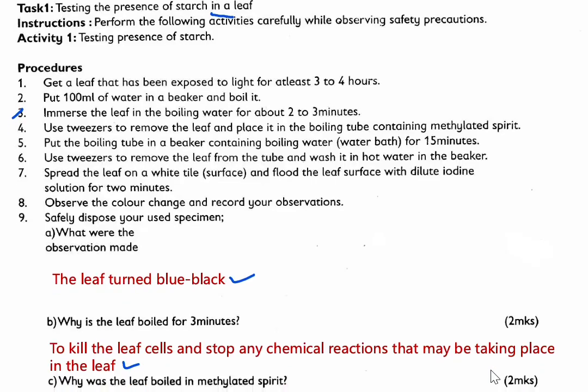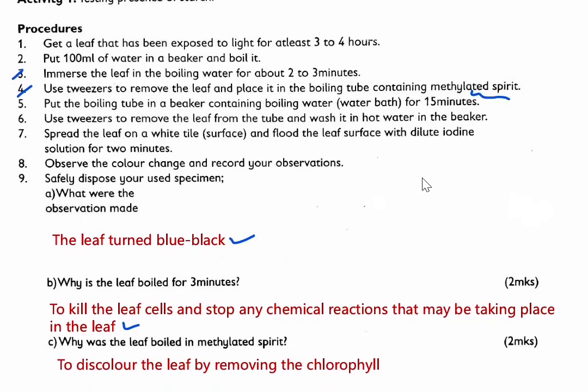Part C. Why was the leaf boiled in diluted spirit? That is step 4. You can see here you insert the boiling tube containing diluted spirit. So the reason for boiling in diluted spirit, we know that, is to discolor the leaf by removing the chlorophyll. So we remove the chlorophyll, that is the function of diluted spirit. They get those 2 marks.